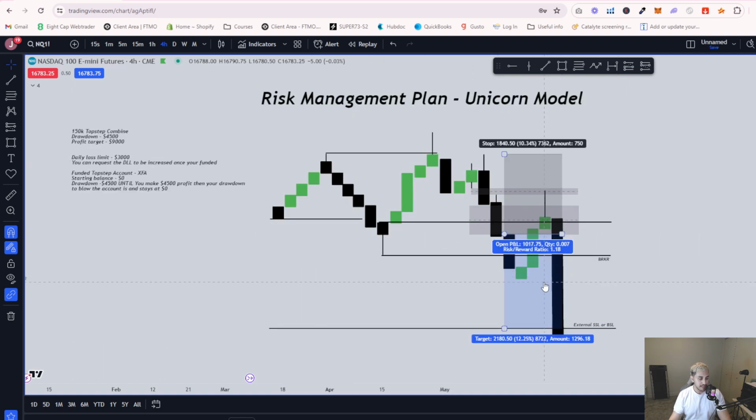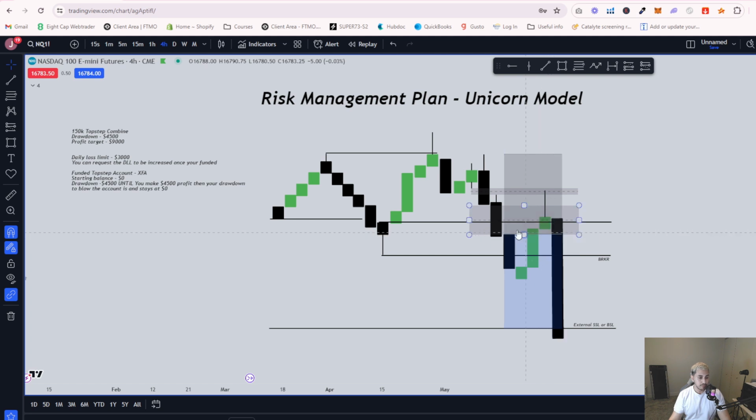So if you notice here, if I hover over the short position tool, it says risk to reward ratio 1.18. So if I had a 150K Top Step account here, I would be risking 1%, which would be $1,500 for this day. And as you guys have seen, the unicorn model, in my opinion, is one of the best, has a very high win rate. From what I've seen and what I've journaled and my experience, it has above an 80 to 85% win rate for me personally, if you just focus completely on unicorn models, which is this breaker and fair value gap combo.